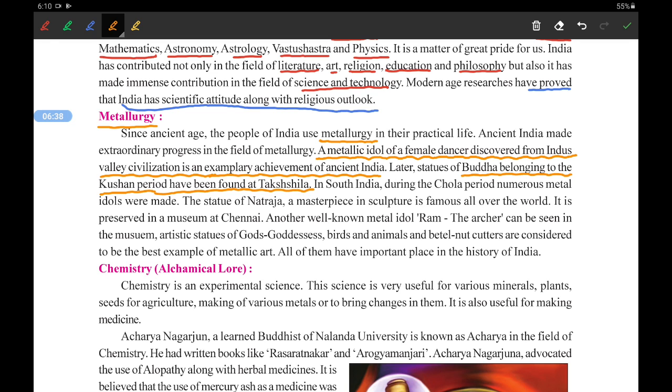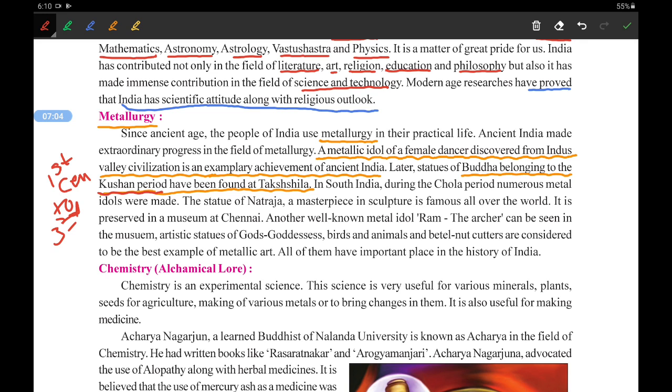Now, Kushan Empire or Kushan period is basically the time when the Kushan rulers used to rule, that is around 1st century to 3rd century. Okay, and the empire was spread in present day Afghanistan, Pakistan, and a lot of part of North India was included into it.